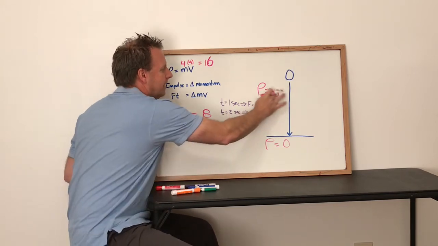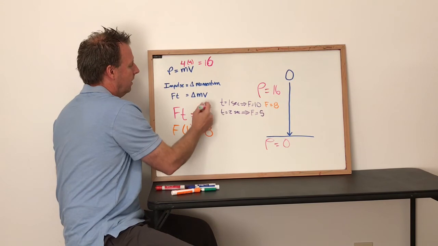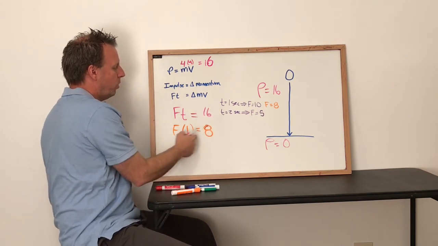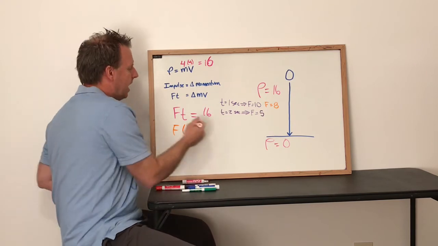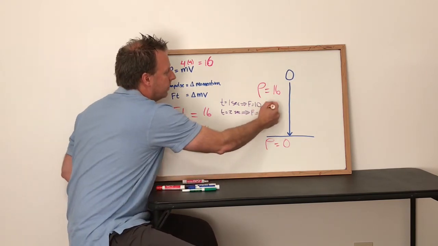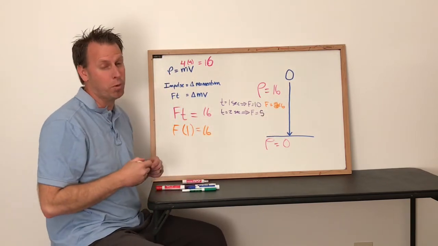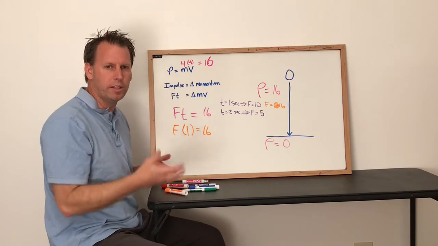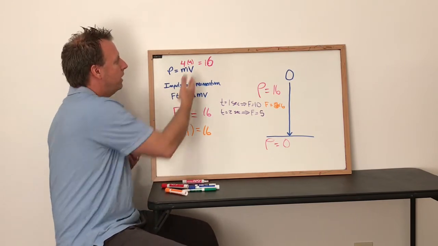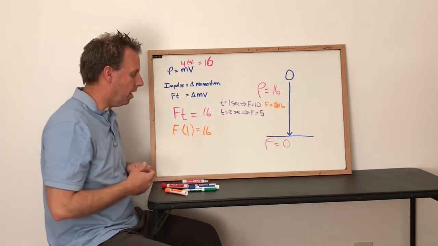Yikes! 16? What times 1 is 16? Well, yeah, 16, right? So now my force is 16. That's way worse, right? So when you increase the mass of the thing that's falling, you are going to increase its momentum and increase the force on the impact.